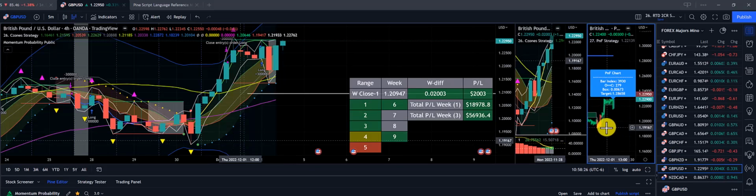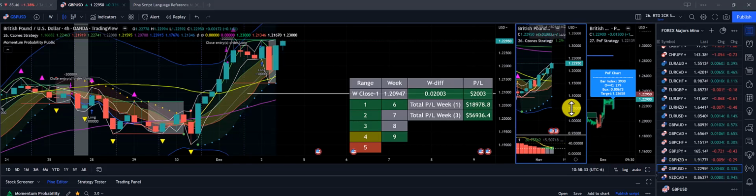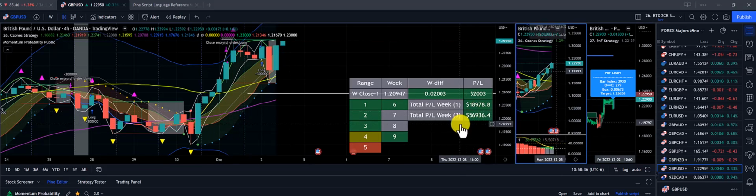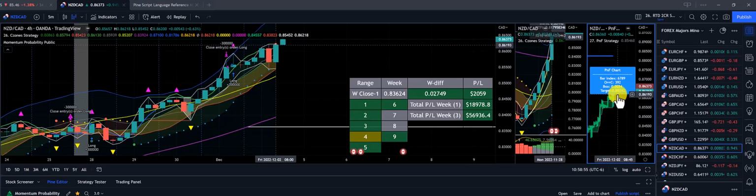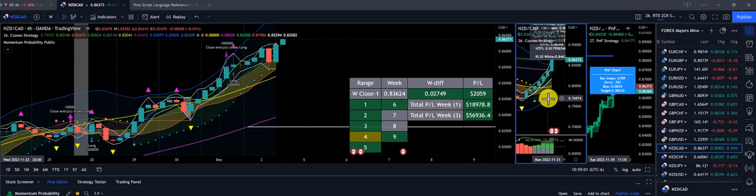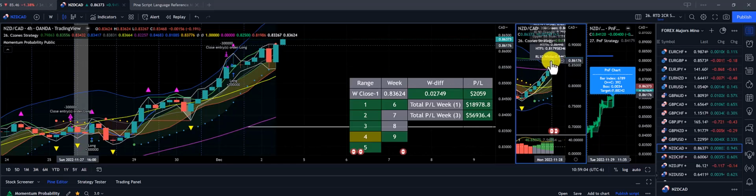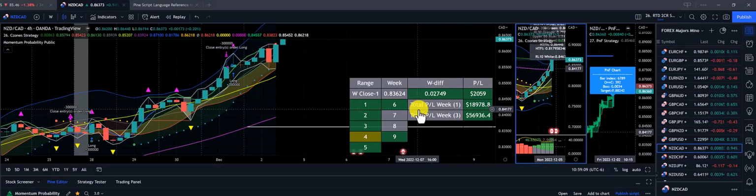British pound US dollar, we have a strategic target of 1.28658 to the upside. Price action above the dragon. We will be trading this next week. Overall profit this week of 203 pips. New Zealand Canadian dollar, we have a price target of 0.88242 to the upside on the strategic picture. Price action on the operational picture is above the dragon and beyond the Z3. We will not be trading this next week, but for this week we got a profit of 274 pips.